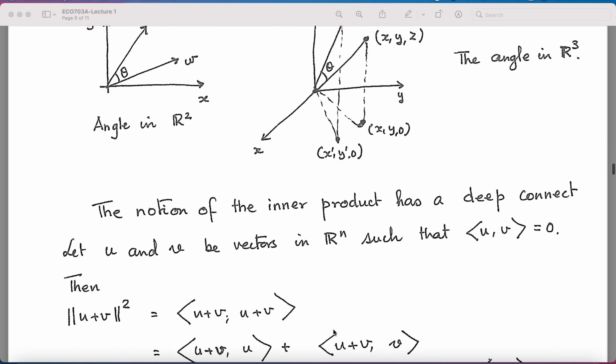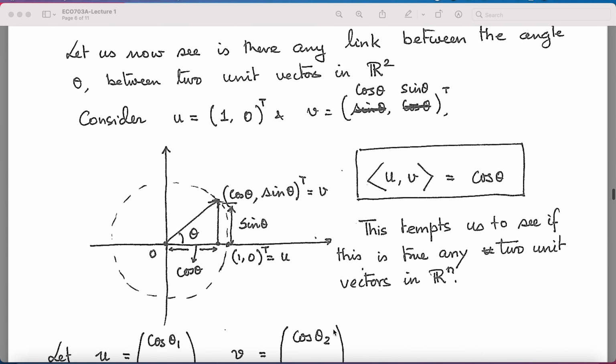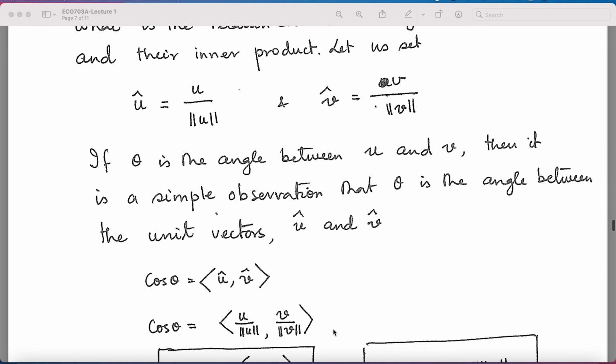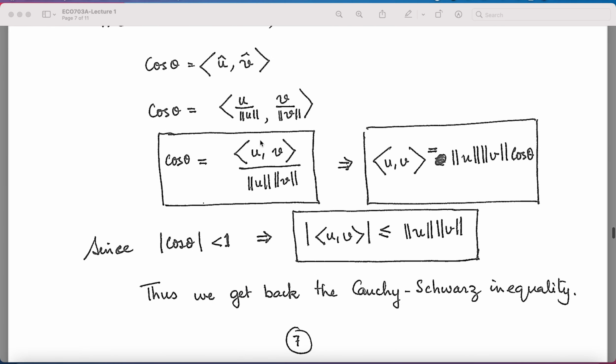So, then what you can do now is bring out 1 by norm u and 1 by norm v, and you can write cos theta is the inner product of u and v divided by norm u into norm v, and the inner product of u and v is norm u into norm v into cos theta. It is a very interesting way to talk about inner products and linking the angle between the two vectors.